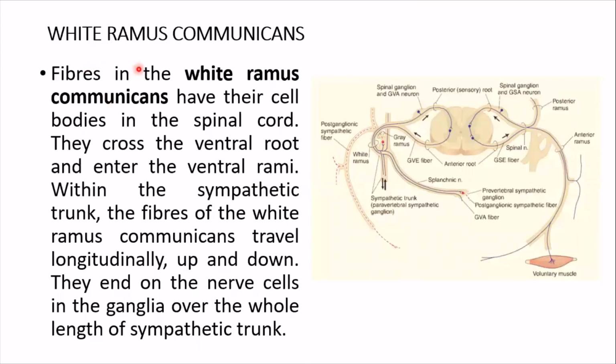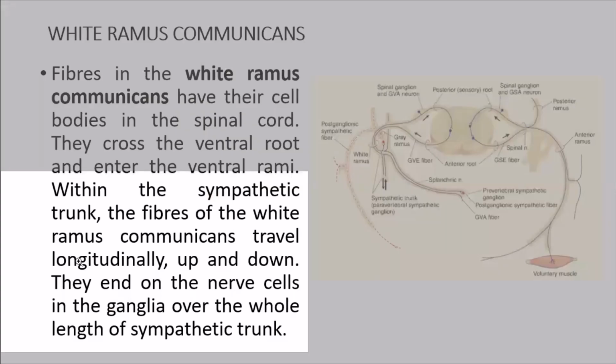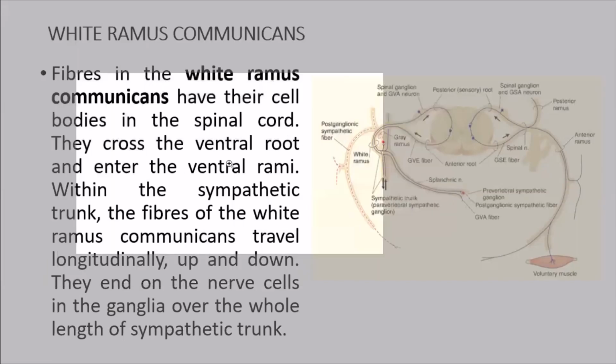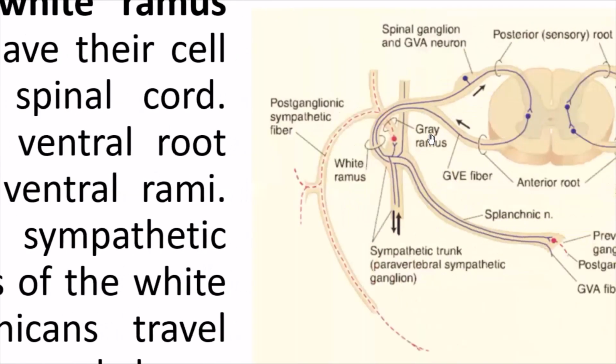So what is a white ramus communicans? You see the fibers in the white ramus communicans. First you see the picture over here. You see this is the white ramus communicans. I will enlarge the picture for you just for a while. Then it becomes relatively much easier for you to understand the concept.